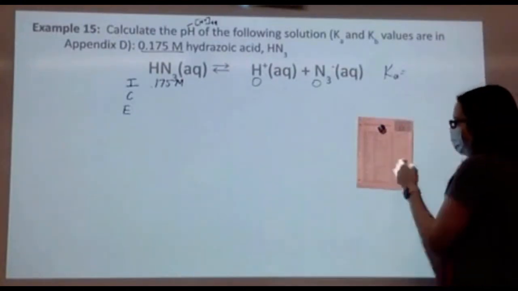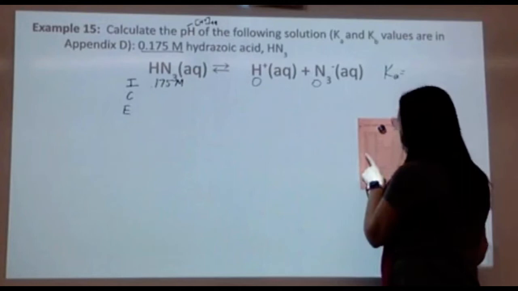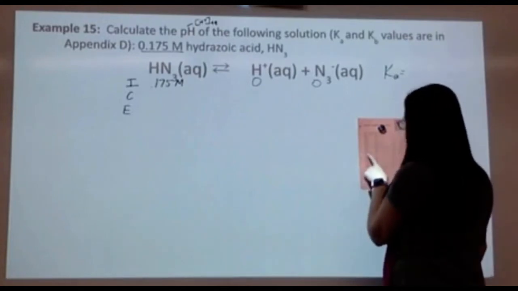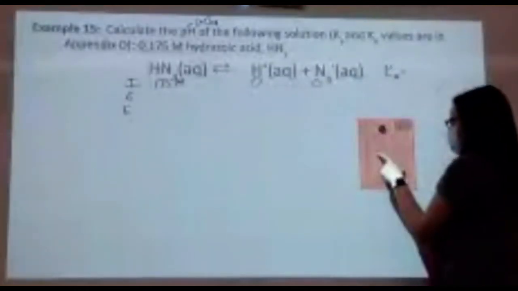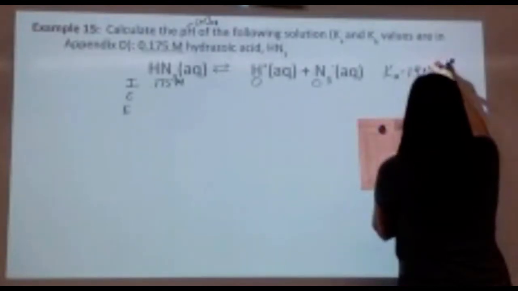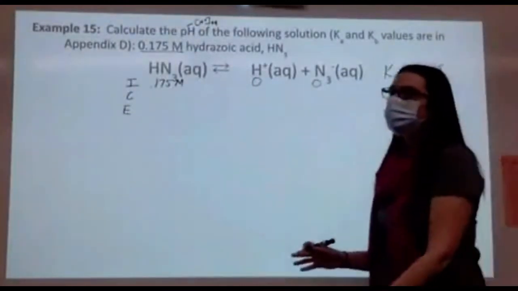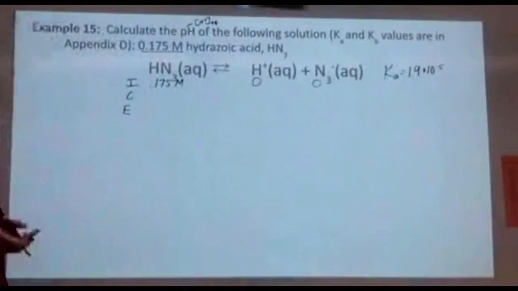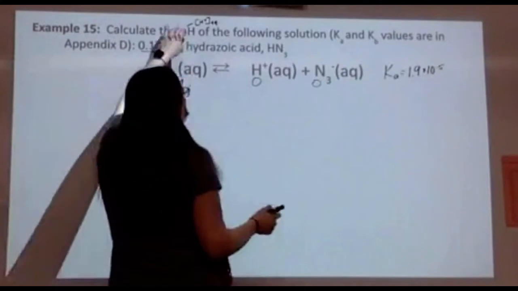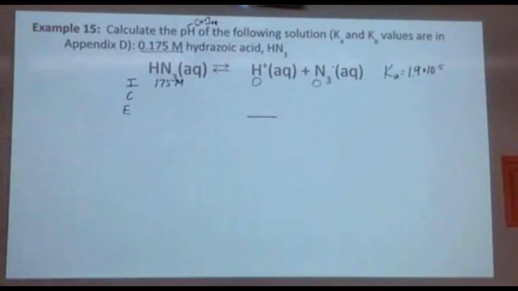So if you look at appendix D, around the front page, you can find hydrazoic acid, HN3. About halfway down, we see that the Ka is 1.9 times 10 to the negative fifth. That is where appendix D is important, is if we need a Ka value, we find it in appendix D. So again, if I'm solving for pH, that means that I need the equilibrium value of H plus.